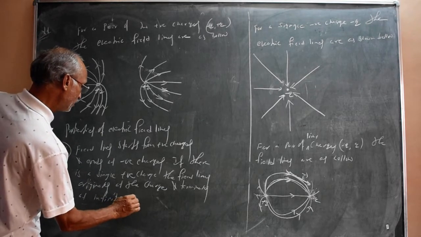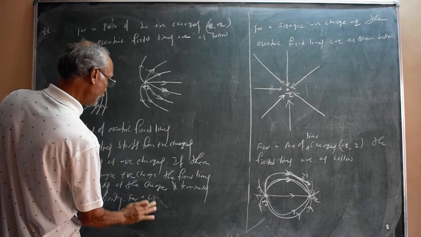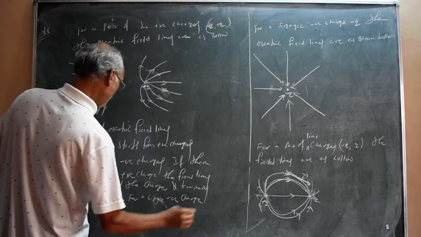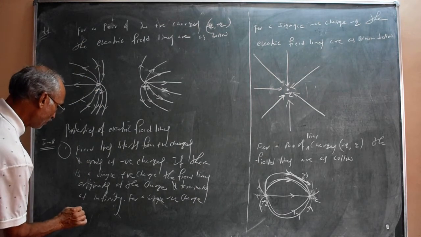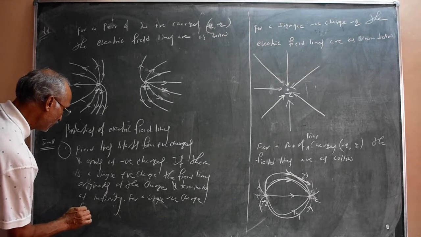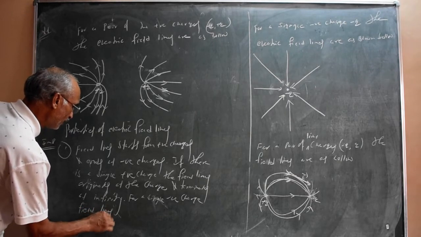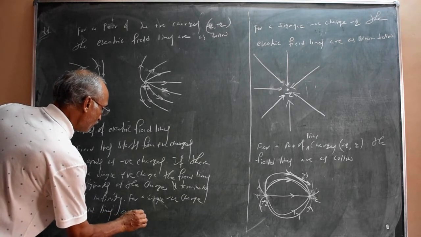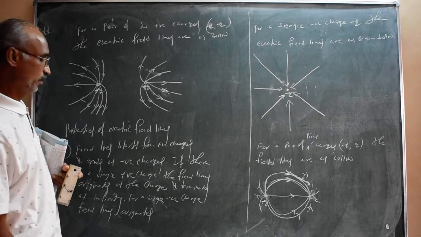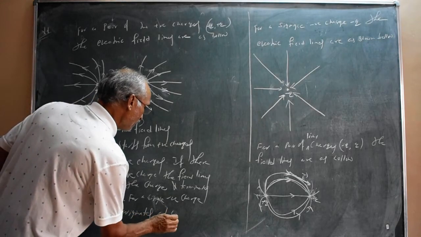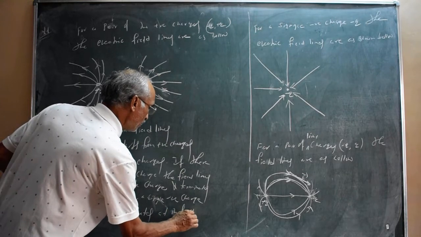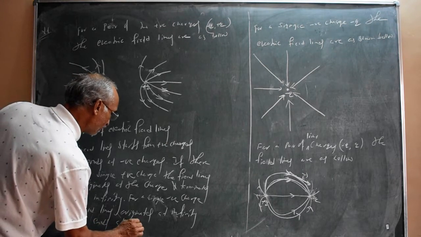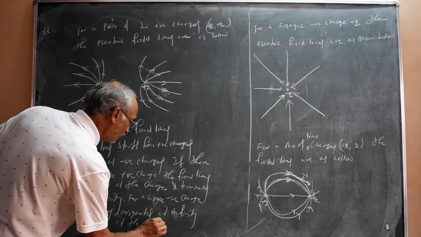For a single negative charge, the field lines originate, or start, at infinity and end at the charge. They end at the negative charge, where they terminate.